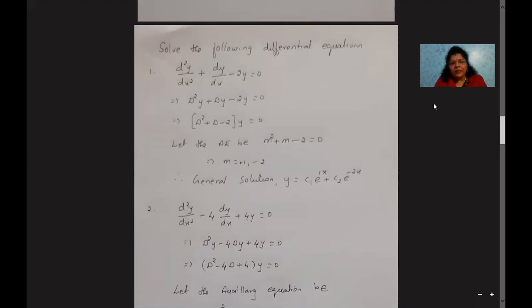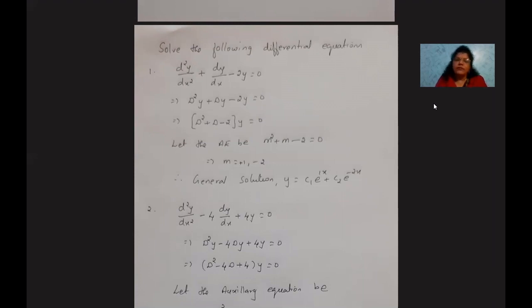Let me solve this equation. Since it is a quadratic equation, we can solve using the formula minus b plus or minus root of b square minus 4ac divided by 2a. Or if you are comfortable solving the roots using your calculator, you can go ahead. We will obtain the roots as m equal to plus 1 and minus 2. Now, in which category do these roots exist? Case number 1. What is case number 1? If the roots are real and distinct.